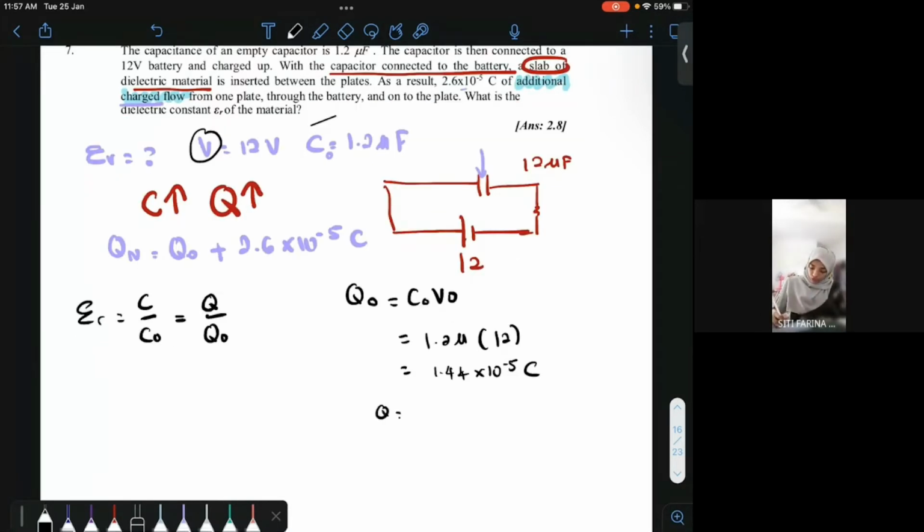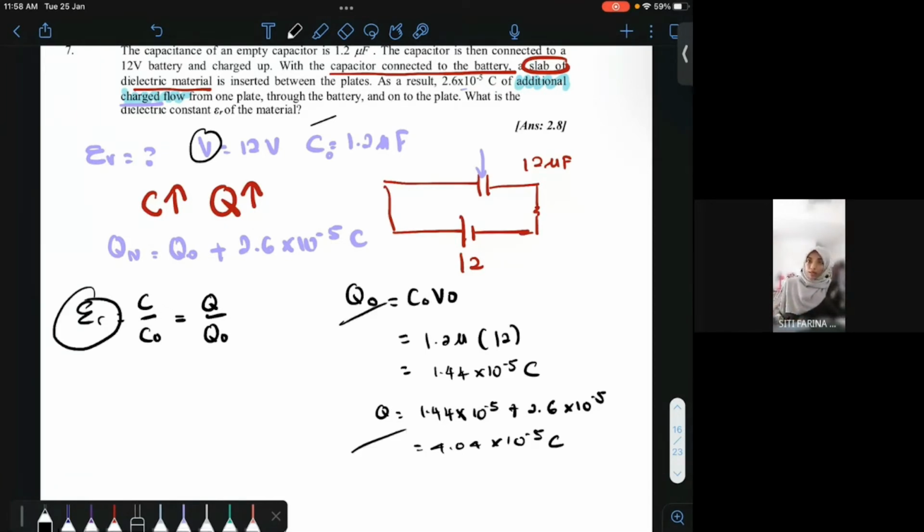And then your Q new akan jadi 1.44 exponent negative 5 plus with the additional charge tadi. Campur 2.6 exponent negative 5. 4.04 times 10 negative 5 coulomb. Alright. So, dah ada Q naught, dah ada Q, boleh cari epsilon R. Okay. Take your new value, divide with your initial value to get your dielectric constant. Are we good?